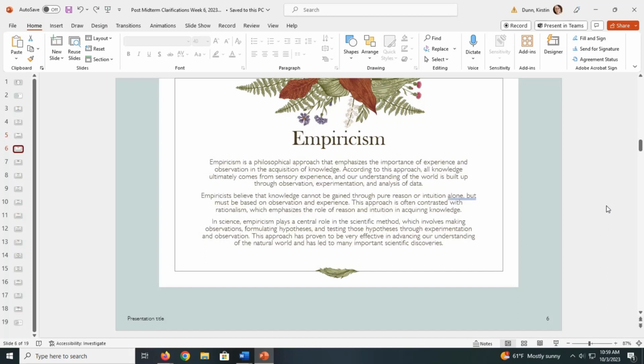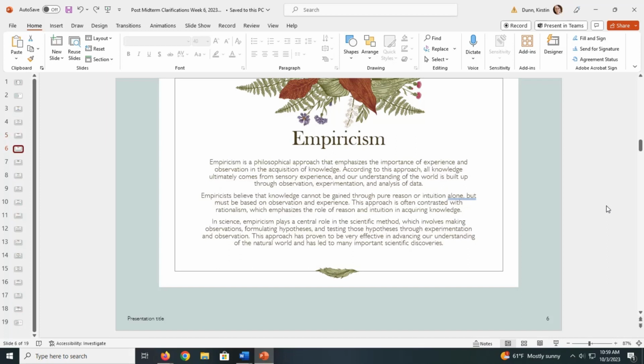Empiricism is a philosophical approach that emphasizes the importance of experience and observation in the acquisition of knowledge. According to this approach, all knowledge ultimately comes from sensory experience, and our understanding of the world is built up through observation, experimentation, and analysis of data.